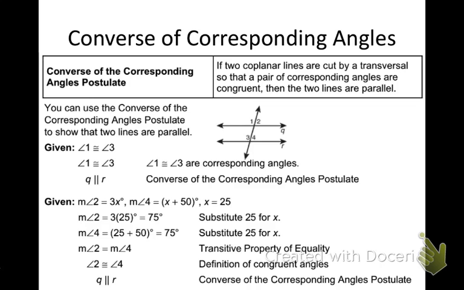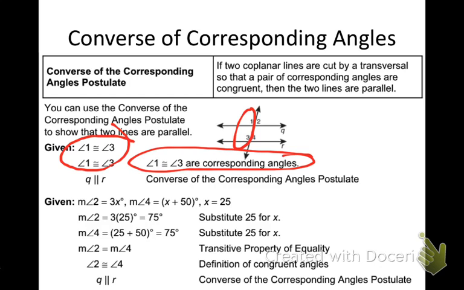So it says here angles 1 and 3. Angles 1 and 3 are congruent. Well, those are corresponding angles. So because they're corresponding angles and they are congruent, the two lines are parallel because of the converse of the corresponding angles postulate.